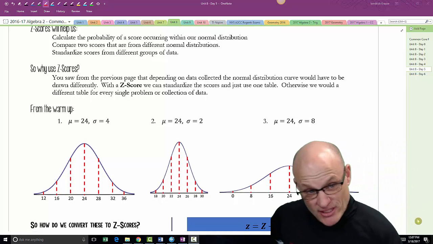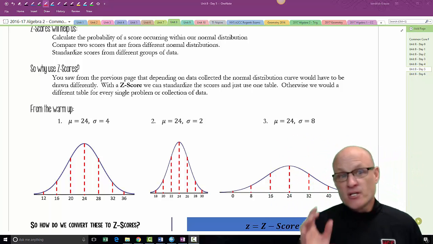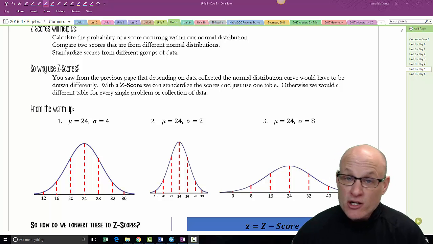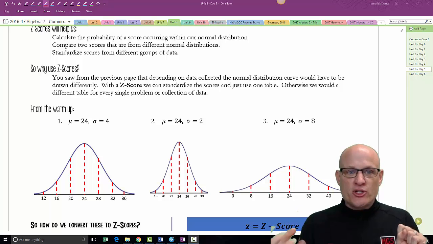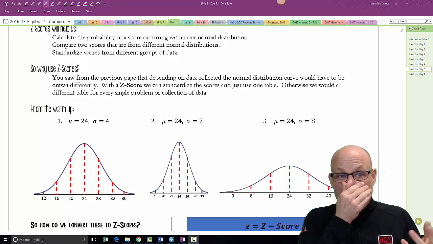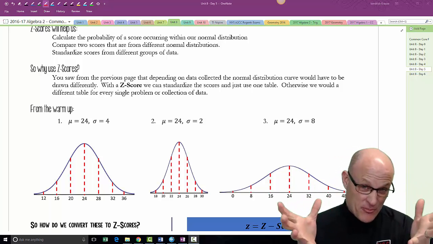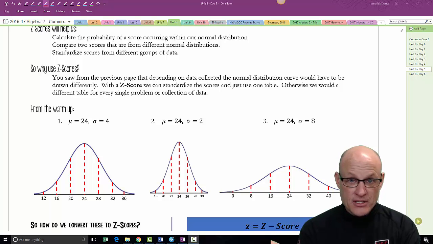Z-scores are going to help us calculate the probability of a score occurring within our normal distribution. The big one is you'll be able to compare two scores that are from different normal distributions. And the other big thing is it standardizes scores from different groups.